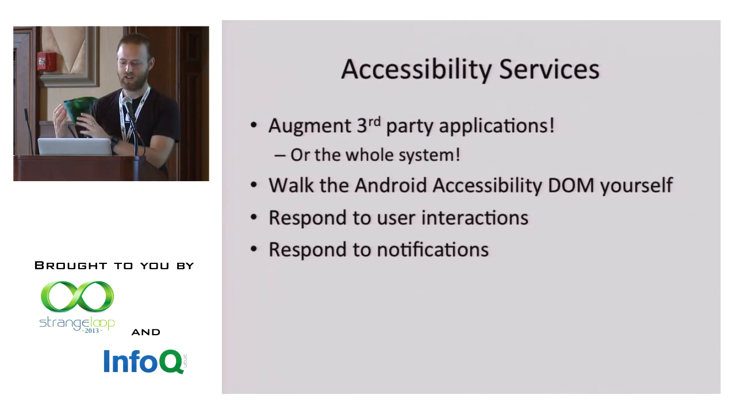So you can walk the entire Android accessibility DOM by yourself, respond to user actions, and respond to notifications. And in fact, responding to notifications is really easy, and you don't even have to walk the entire screen. You get the raw notification data because the notification is just a bundle, and then you can use that to forward it off to other devices. So that's actually how Pebble implements some of its functionality with its watch. That was the very first accessibility service that I wrote.